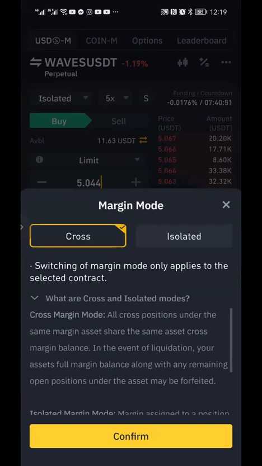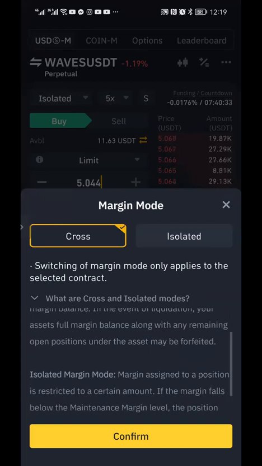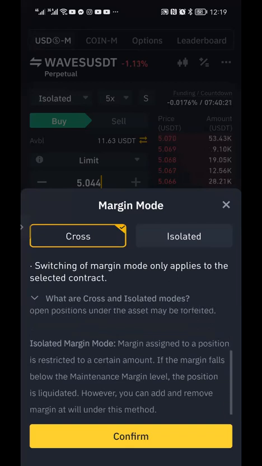Cross margin mode: all cross positions under the same margin assets share the same asset cross margin balance. In the event of liquidation, your asset full margin balance along with any remaining open positions under the asset may be forfeited. Margin assigned to a position is restricted to a certain amount. If the margin falls below the maintenance margin level, the position is liquidated. However, you can add and remove margin at will under this method.